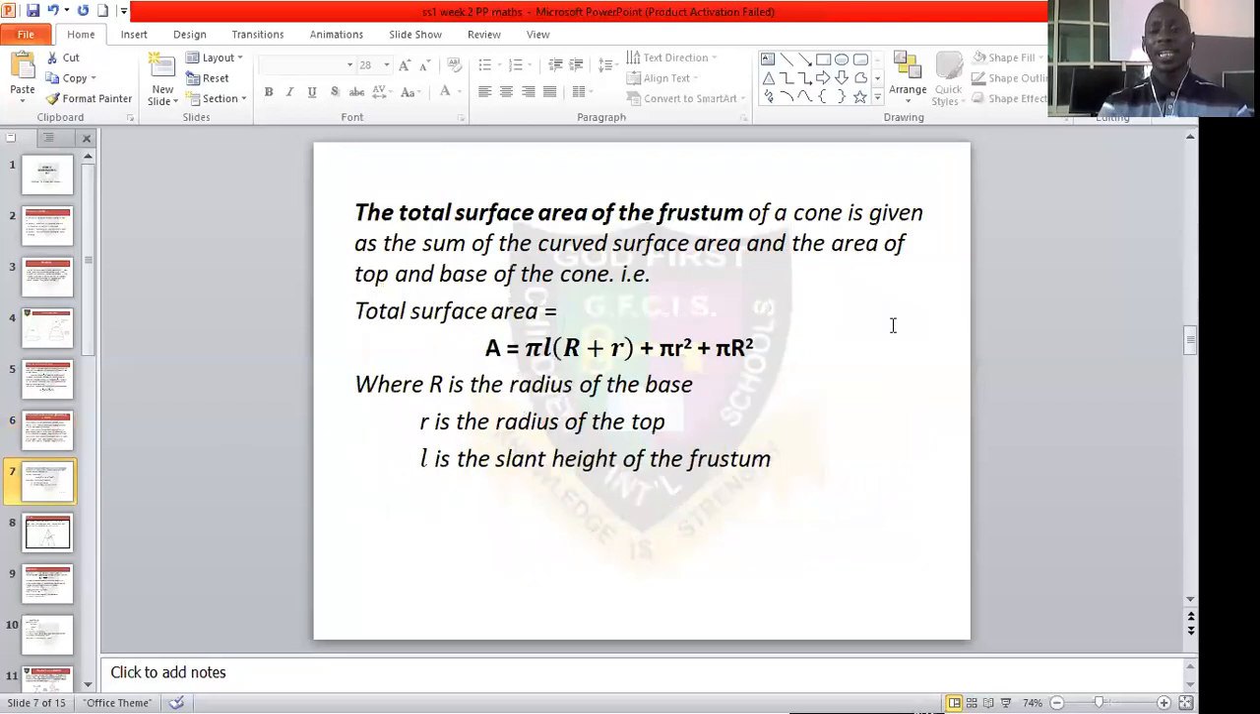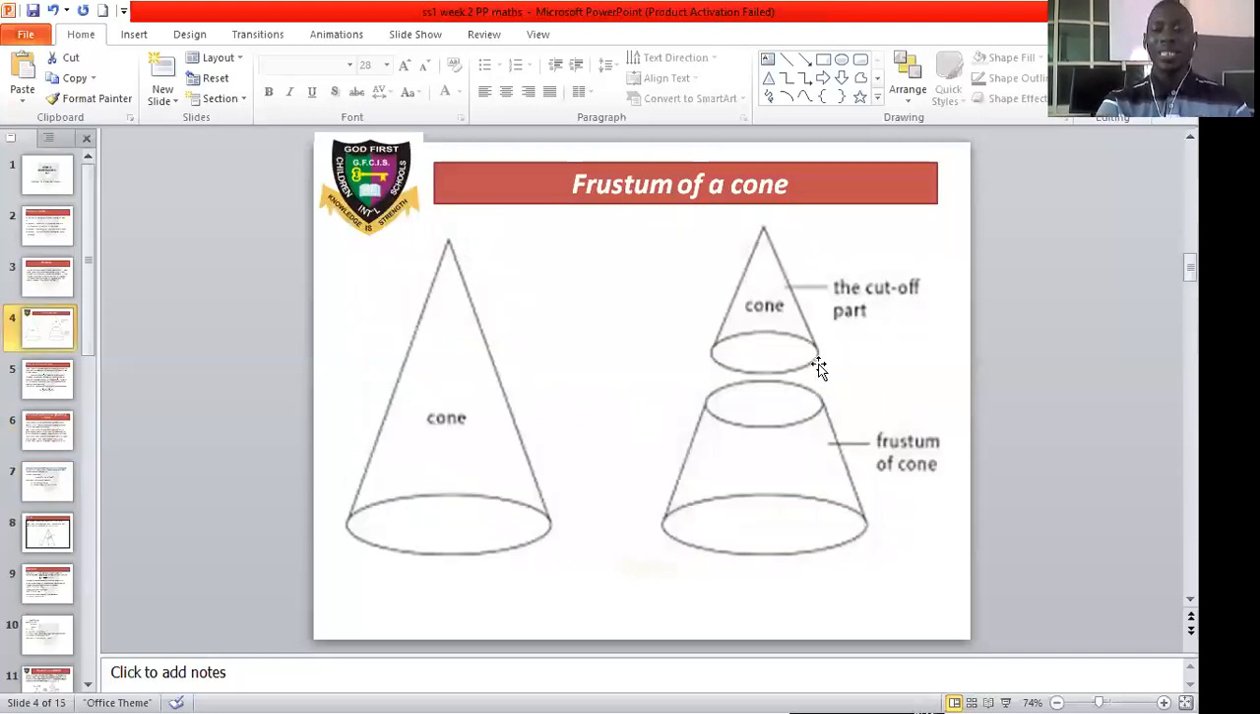So the total surface area, we recall in the last class when we were talking about cone, we talked about that the curved surface area of a cone is pi RL. The total surface area is the curved surface area of the whole cone plus the area of the top circle plus the area of the bottom circle. That will give you the total surface area. So let's go to the notes.